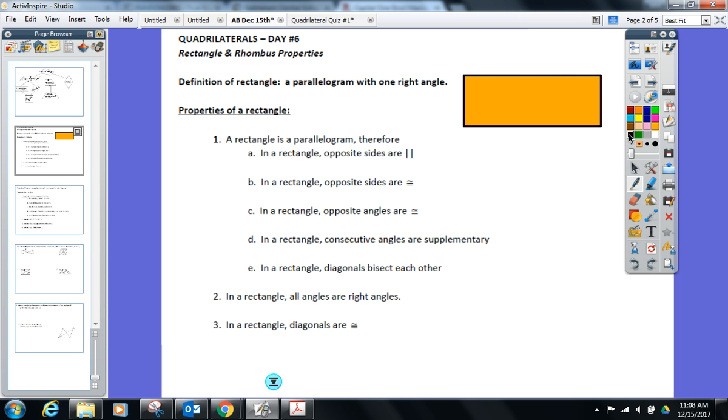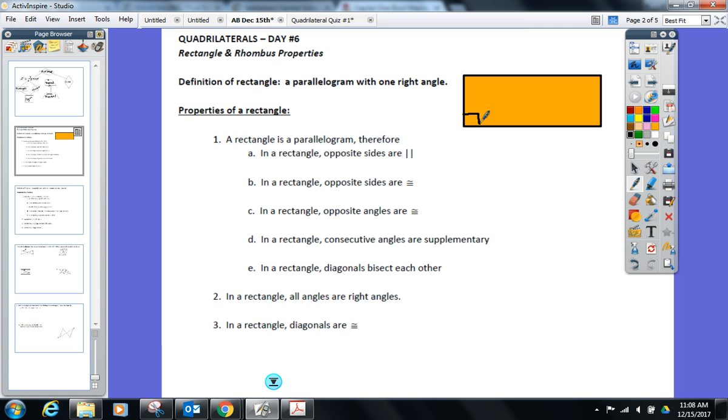Here's the deal with the rectangle. If you have a parallelogram and you put one right angle in it, it becomes a rectangle. Okay? If you have a parallelogram and you put one right angle into it, it becomes a rectangle. All good?